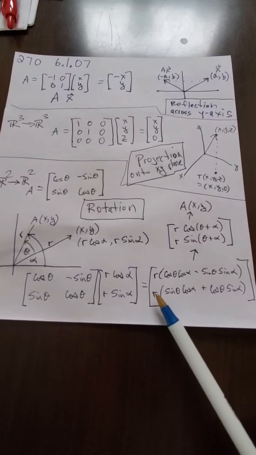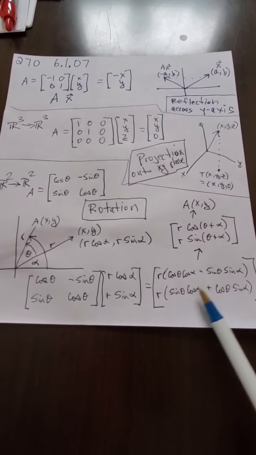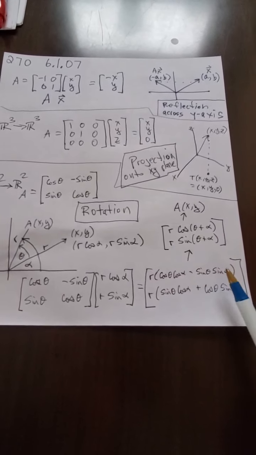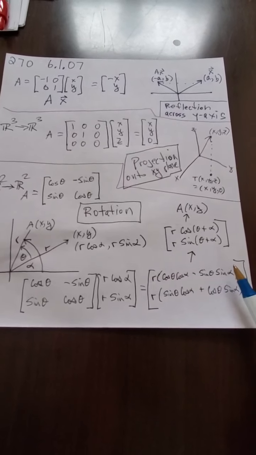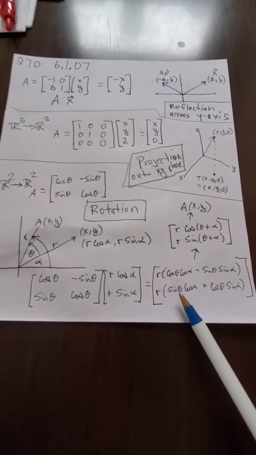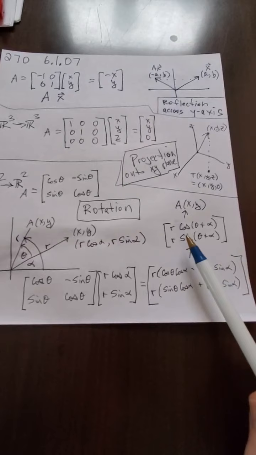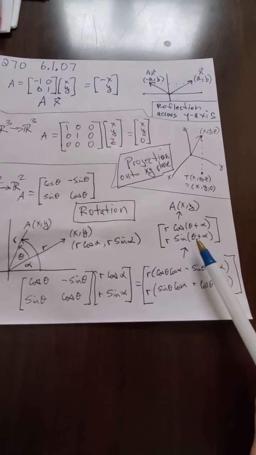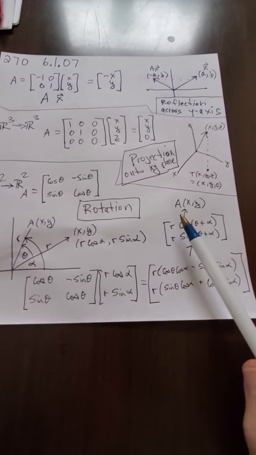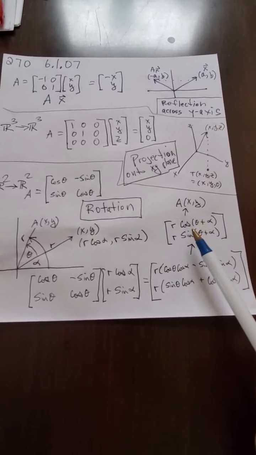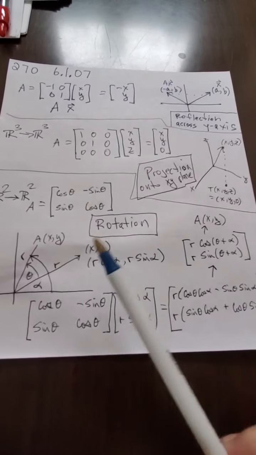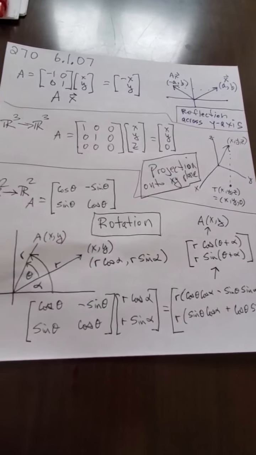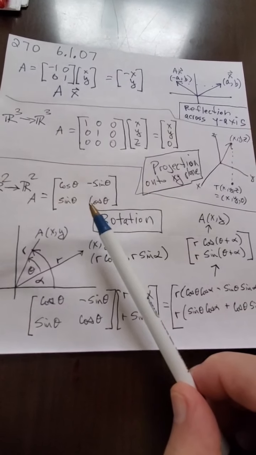I could pull out the r, but if you notice what we have in here, those of you trigonometry buffs know that on top is the formula for the cosine of the sum of two angles, and that's the formula for the sine of the sum of two angles. So I can make that r times cosine of alpha plus theta, and sine of alpha plus theta. But that is A times the vector x, y. That's what this is. Because here's my new angle, that's alpha and theta, and pow. So this works. So this is a rotation.